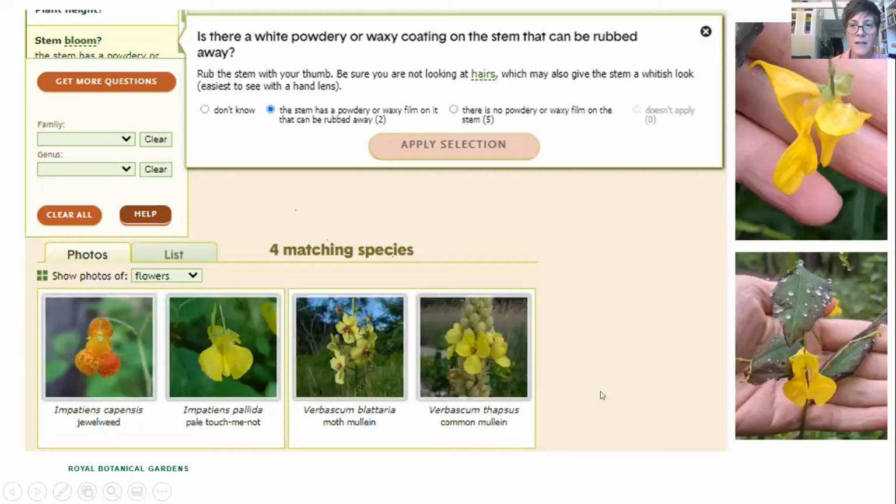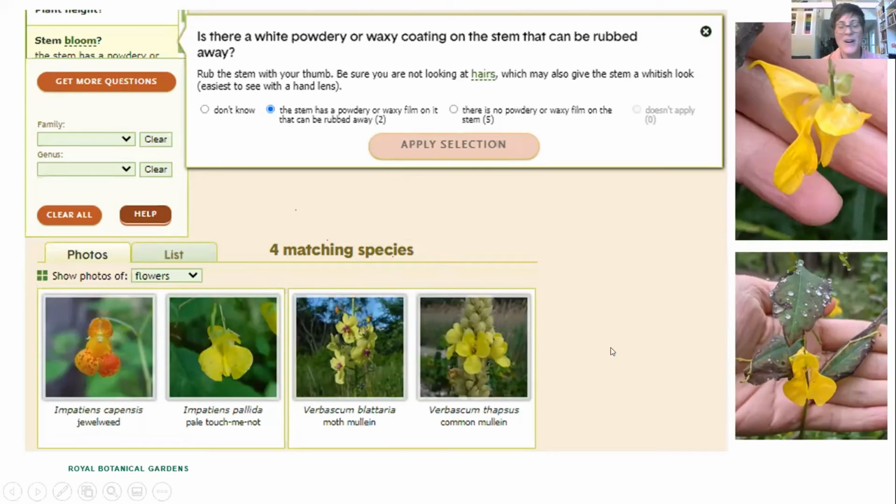So I'll click it. And I will say my stem has a powdery or waxy film on it that can be rubbed away. And that should take me down to 2 plants when I apply selection, but for some weird reason, it still gives me 4 matching species. That's okay, even though it's twice as many.